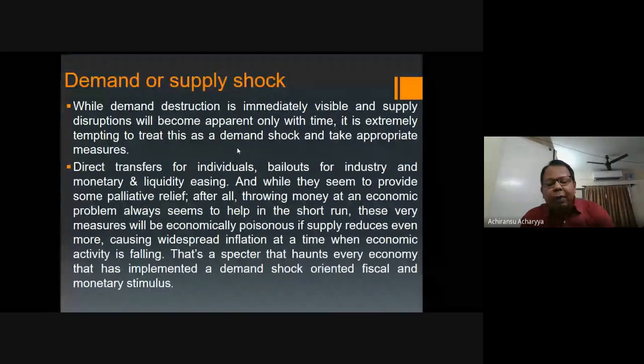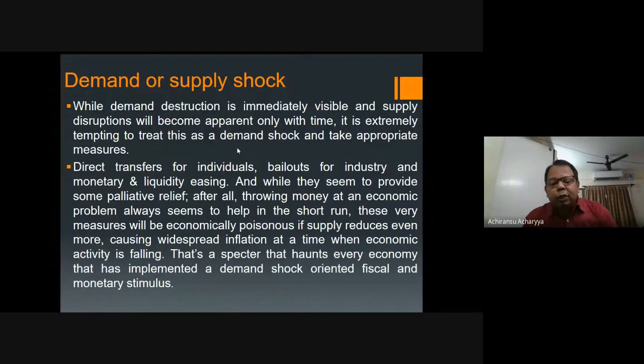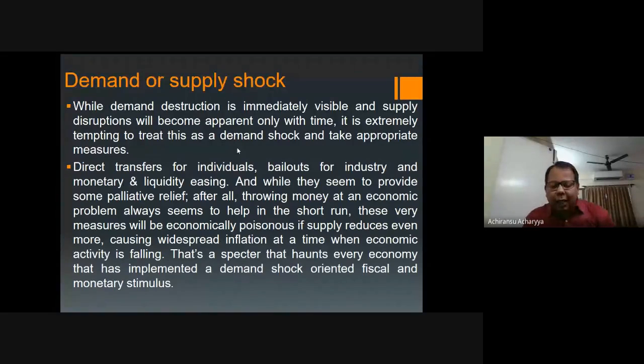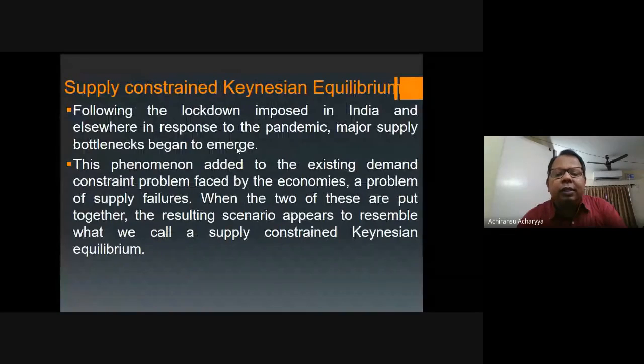So these very measures will be economically poisonous if supply reduces even more, causing widespread inflation at a time when economic activity is falling. So you have to be careful that, in the course of action, if you go on spending, then after a point of time, if the economy doesn't recover, you will end up in a very bad scenario. That's a specter that haunts every economy that has implemented a demand shock oriented fiscal and monetary stimulus.